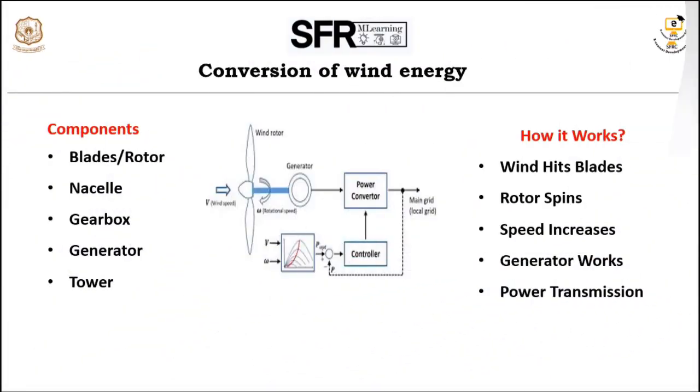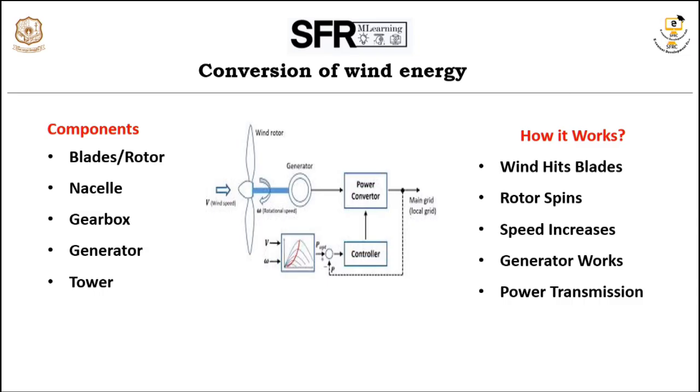So, wind energy conversion. How to convert wind energy into electrical energy? This is a process of harnessing the kinetic energy of the wind and transforming it into usable mechanical or electrical power. Any modern system like this is known as a wind energy conversion system. It primarily uses wind turbines to generate electricity for homes, industries and power grids.